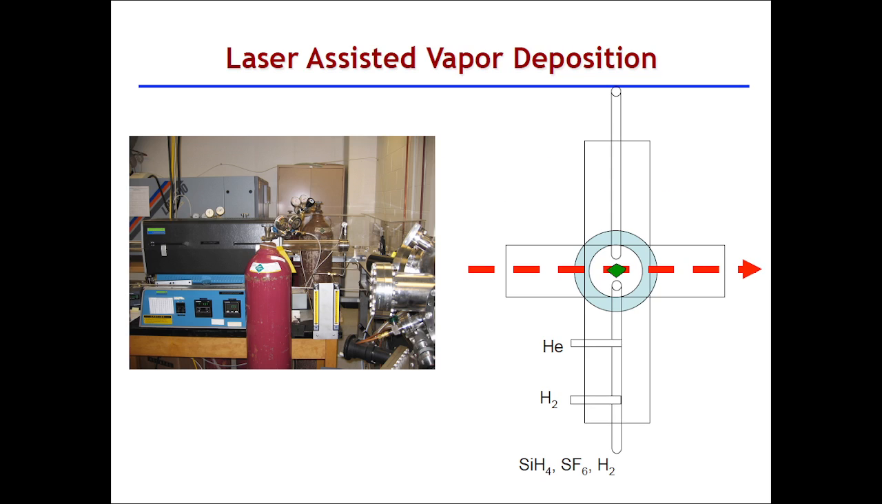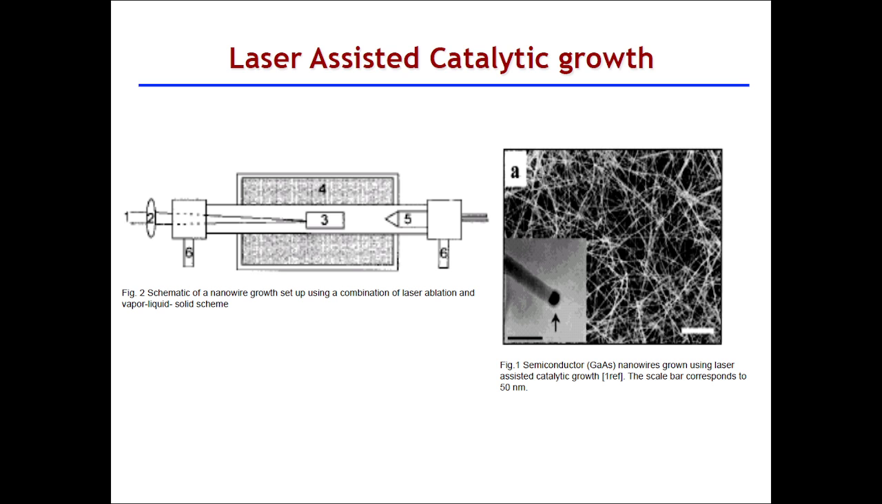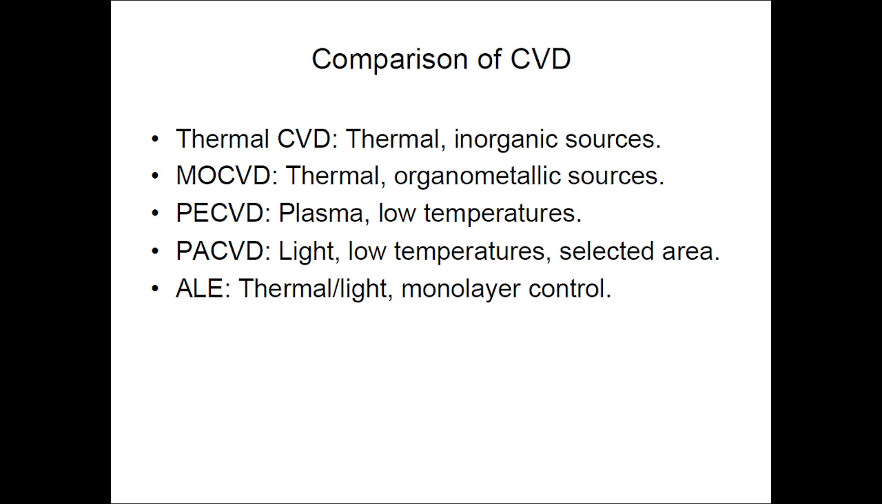Another one is laser assisted vapor deposition, where the precursors will be heated up by the laser, and the vapors that come out will be deposited by that method. So that is what we call LCVD, laser assisted chemical vapor deposition. So you can see the different types of CVD: thermal CVD, metal organic CVD, plasma enhanced CVD, photo assisted CVD.